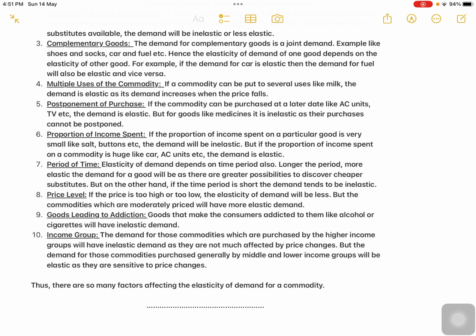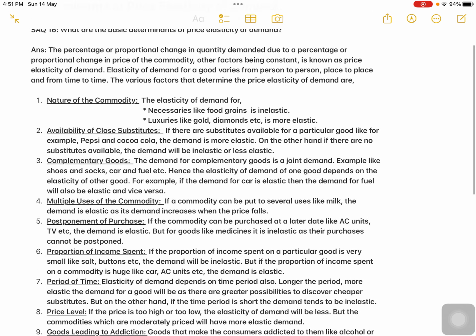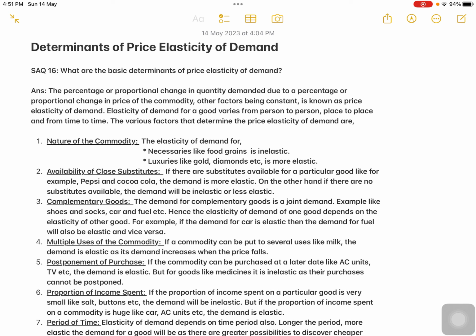Okay, so now you can see that there are so many factors affecting the elasticity of demand for a particular commodity. So this is also an important 5 marks question. Hope you have understood the entire concept of elasticity of demand. What is the meaning of elasticity of demand? What are the various types of elasticities of demand? What are the various kinds of price elasticity of demand? Even though this is only a 5 marks answer, I have explained all the others also.